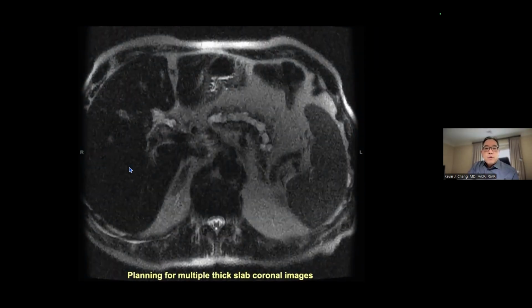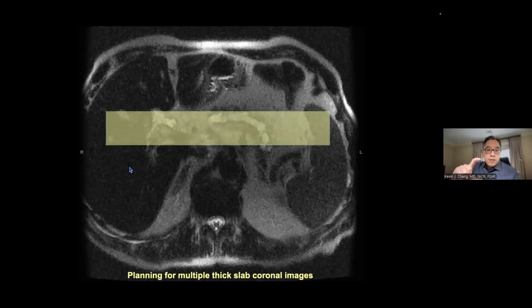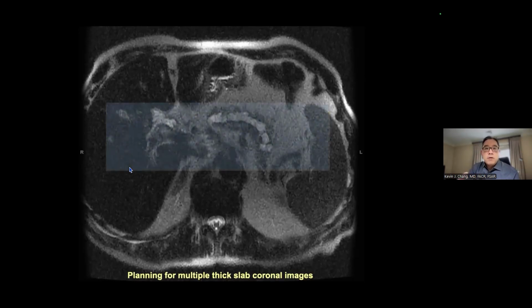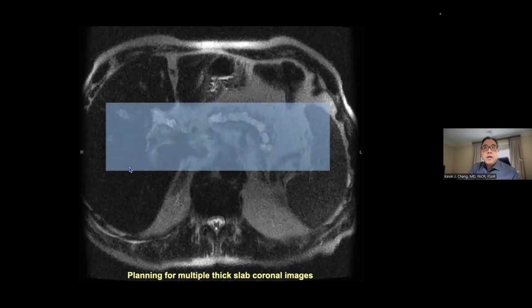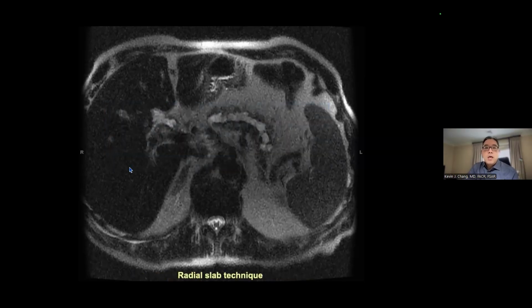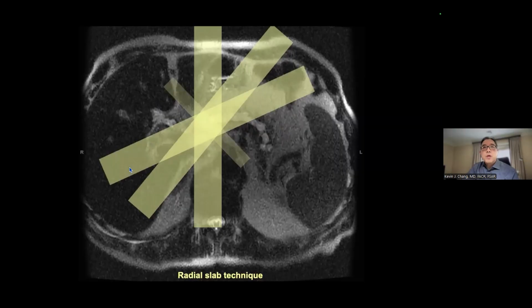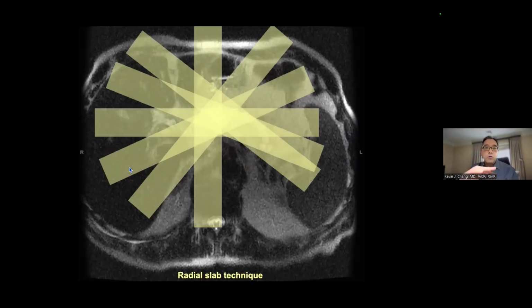So in terms of planning for the images, in the axial plane, basically we acquire thick slab images. They can be of variable slice thicknesses to depict the pancreatic ductal tree as well as the biliary ductal tree. The thinner the slabs are, the less contamination there may be from adjacent fluid containing structures, but the less of the anatomy you're going to be able to see. There are also other techniques such as radial slab techniques where you do multiple coronal oblique sequences to cover the entire pancreatic and biliary tree in different projections.